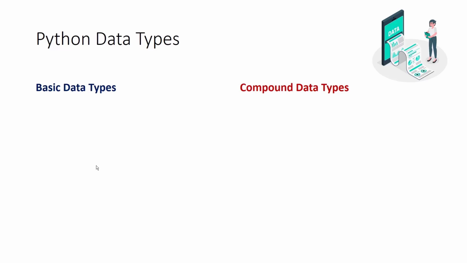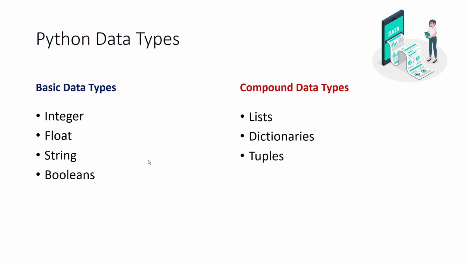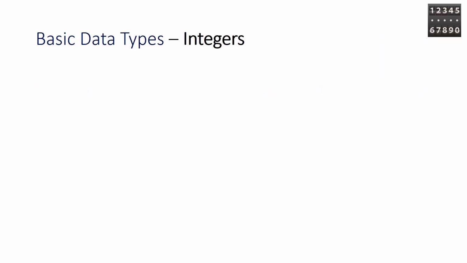Before anything else, let's take a look at the data types available in Python. In Python, we generally deal with two categories of data types: basic data types and compound data types. The first category includes these data types: integer, floats, string, booleans. And the second category, called compound data types, encompasses these data types: list, dictionaries, tuples, sets. All right. Let's get acquainted with each of these data types with a simple and understandable example.